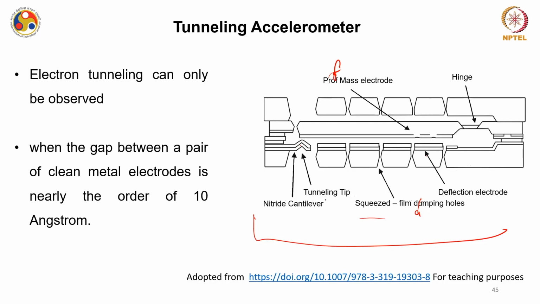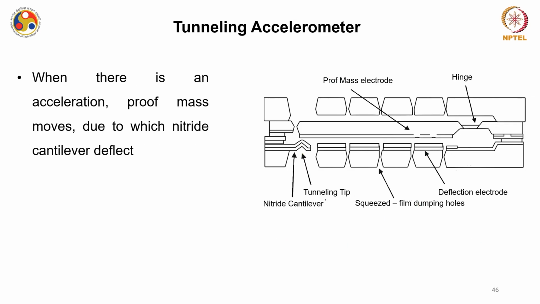In this kind of device, the tunneling accelerometer, we need the electrodes, particularly this electrode, the deflection electrode, and the proof mass electrode, to have a gap of not more than 10 angstrom. We are talking about that kind of level. So that is why I have mentioned that the electrodes should be ultra clean, and they can be fabricated in a clean room of class 10 or class 1 kind of structure.